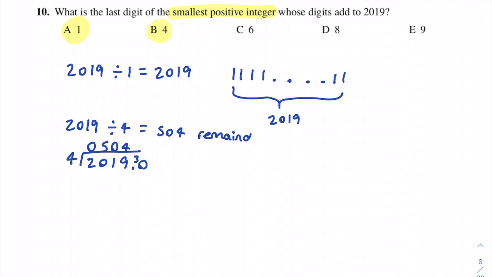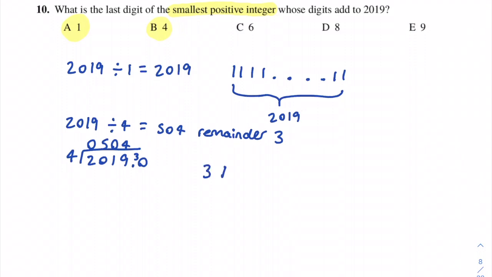remainder 3. So here we're going to have a number which is going to include 504 fours, but it's also got to include a 3 because we have a remainder of 3. Now we want the smallest possible positive integer. So to make this number as small as possible, we're going to replace this 3 at the front. So it will be 3 followed by a load of 4s, and there happens to be 504 fours in this case.